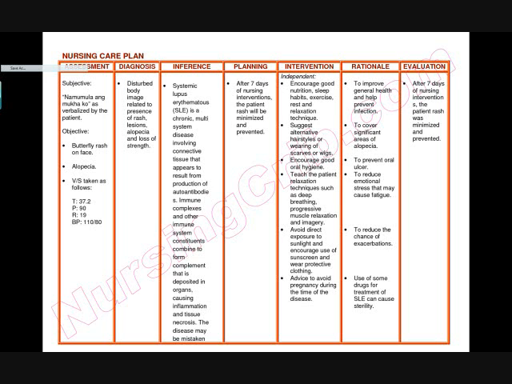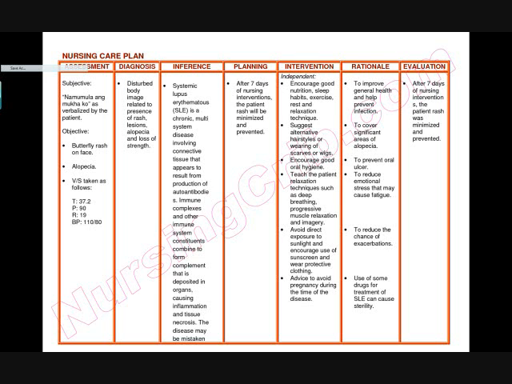Avoid direct exposure to sunlight and encourage use of sunscreen and wearing protective clothing. Advise to avoid pregnancy during the time of the disease. So the patient's going to have this disease forever. Saying during the time of the disease doesn't really make sense. It's more like during the time of the exacerbation of the disease.